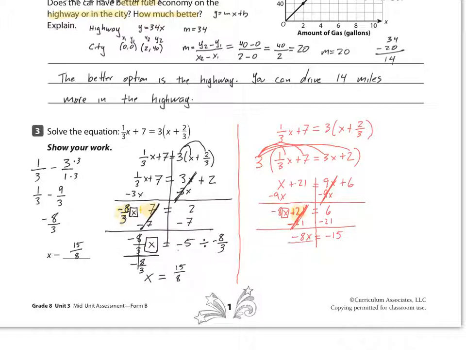I'm going to divide by negative 8 from both sides, and you get x equals, the negative signs will cancel out because 2 negatives will give you a positive. If not, you can ask Jimmy. And your answer is 15/8. It's exactly the same thing, but you don't have to deal with fractions.